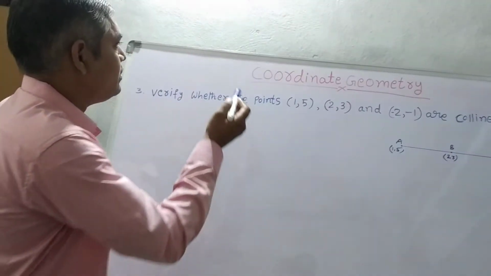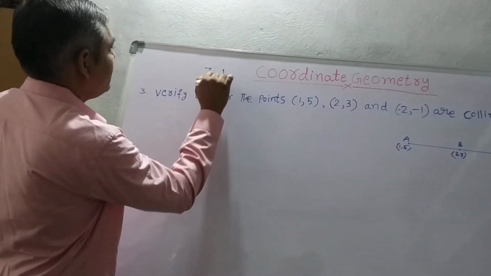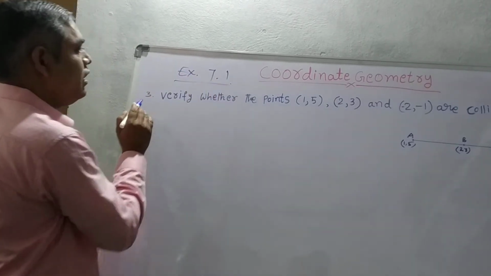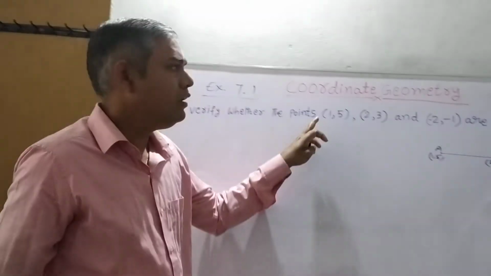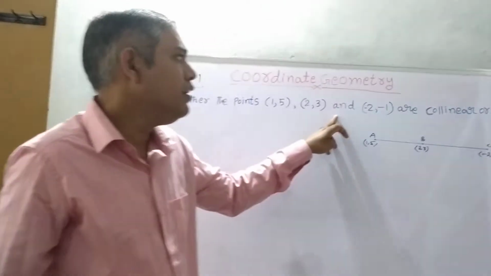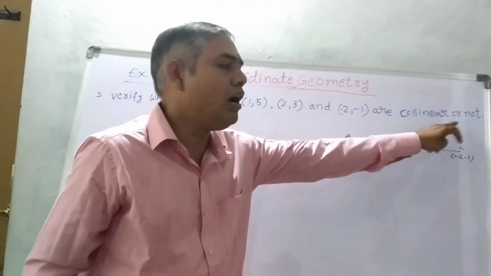And exercise 7.1, problem number 3. Verify whether the points 1, 5, 2, 3 and minus 2, minus 1 are collinear or not.